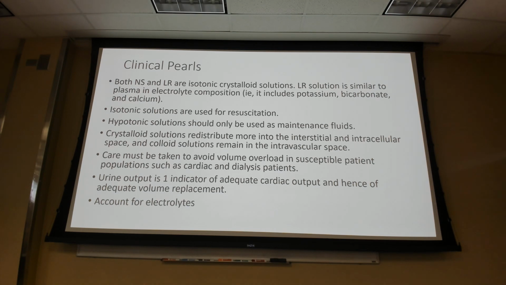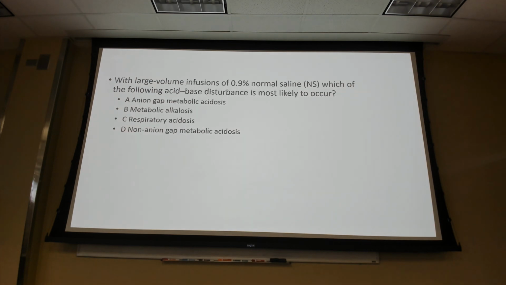Right, and there are some pearls that we talked about. LR is similar to plasma in electrolyte composition, which is why we prefer it. Isotonic fluids for resuscitation, hypotonics only for maintenance. Crystalloids redistribute more into the interstitial space, while colloids remain in the intravascular space. And obviously we want to take care not to volume overload them, especially in certain populations like dialysis and heart failure patients, which are the big ones that we see more frequently. Also liver failure patients, we have to consider that. And then we want to make sure we're monitoring urine output and electrolytes.